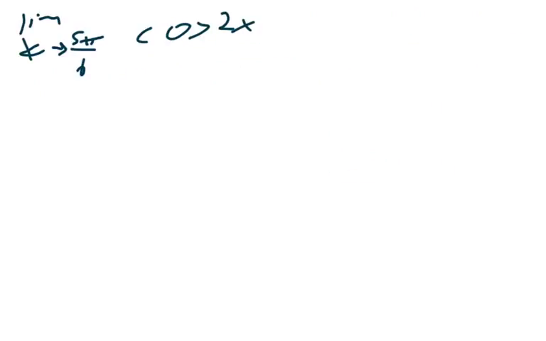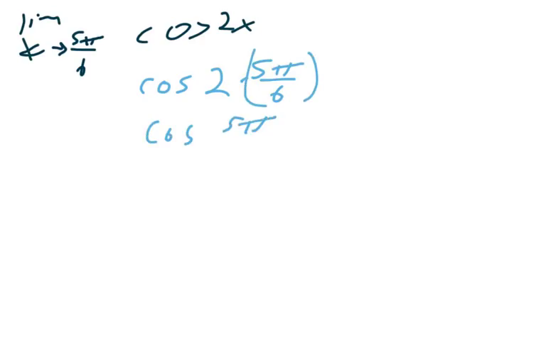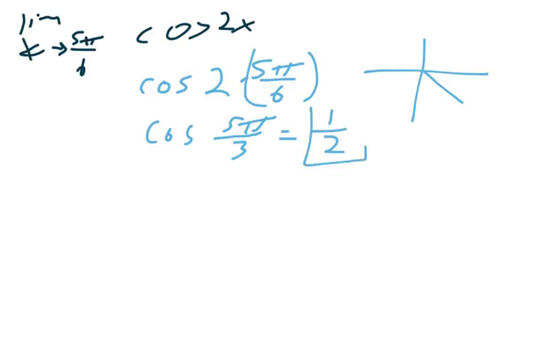Once again, for this one we're going to have direct substitution, which means we're going to do the cosine of 2 times 5 pi over 6, which means we have the cosine of 5 pi over 3, which is in the fourth quadrant, so the answer is going to be positive. And knowing my unit circle, anything with pi over 3 as a reference angle turns out to be 1/2.